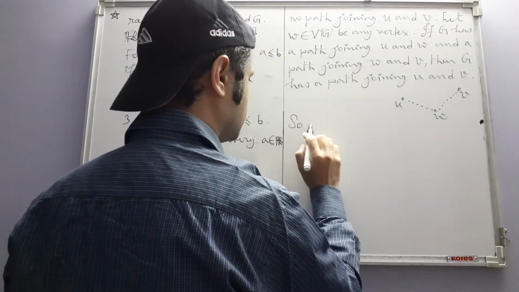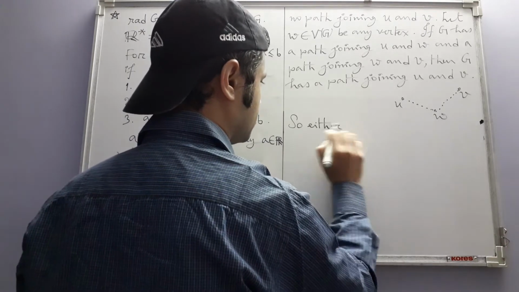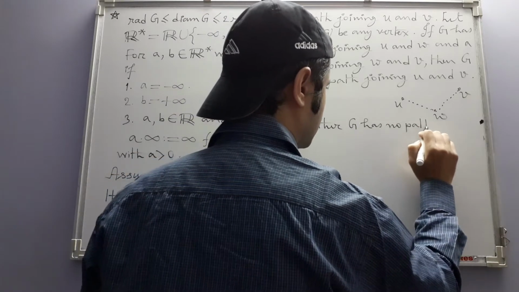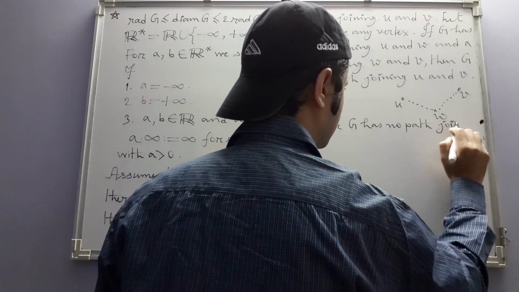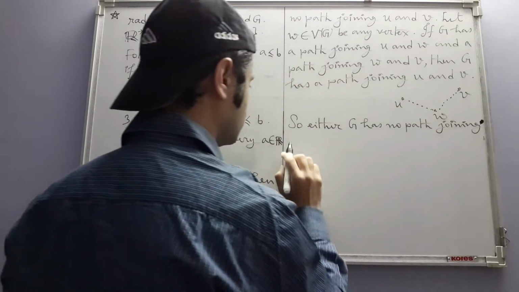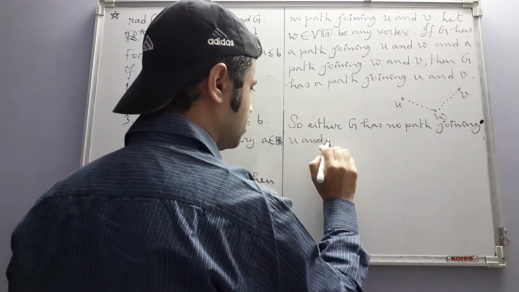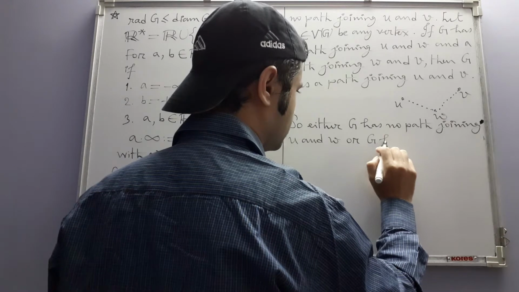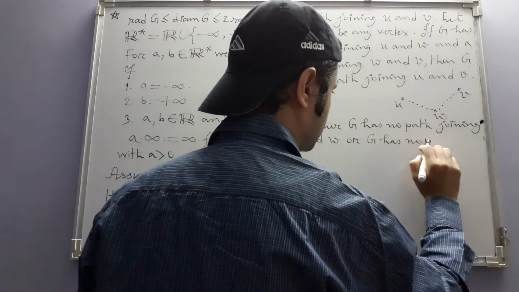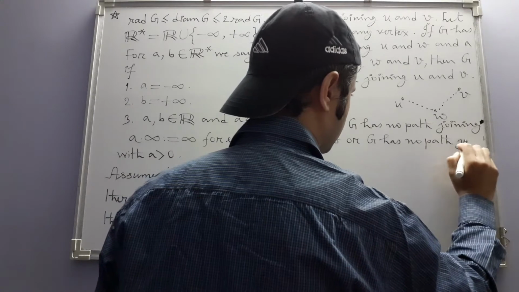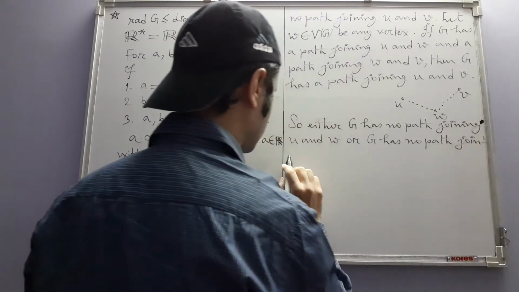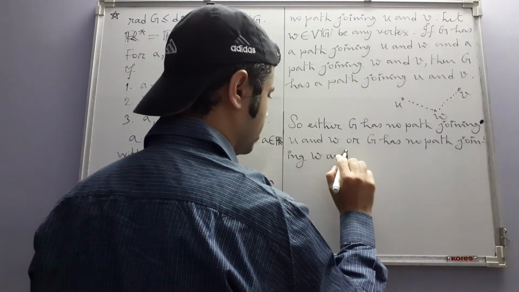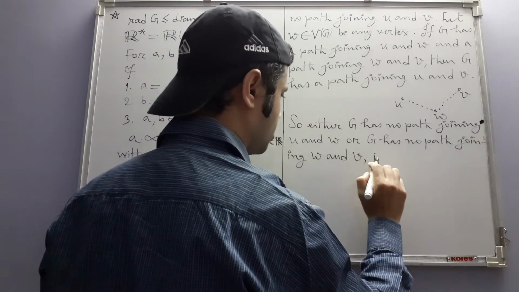So either G has no path joining U and W, or G has no path joining W and V, or both, of course.